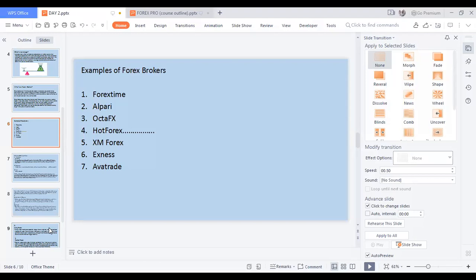But for me, I use HotForex. Oh, sorry, not me that uses OctaFX. My students use OctaFX. My students use Finvix. No, my students use XNES.